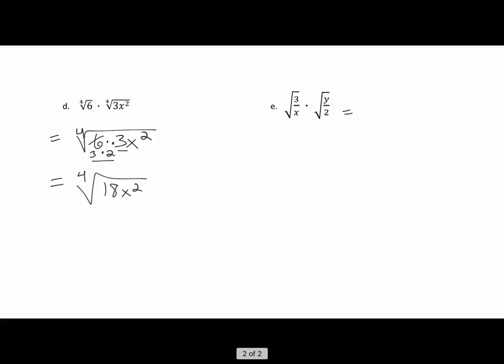For e, they're both square roots. So I'm going to put them under the same square root. 3 over x times y over 2. I can multiply numerators, multiply denominators, see if they simplify, and see if I have any roots, which means I need 2 factors, and I don't have it. So that is as simple as that gets.